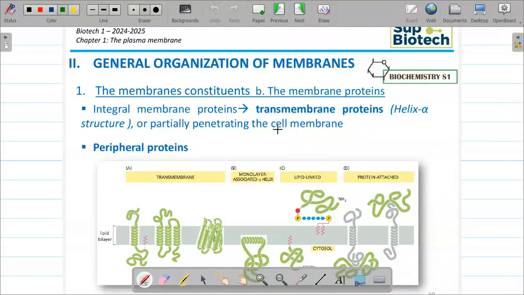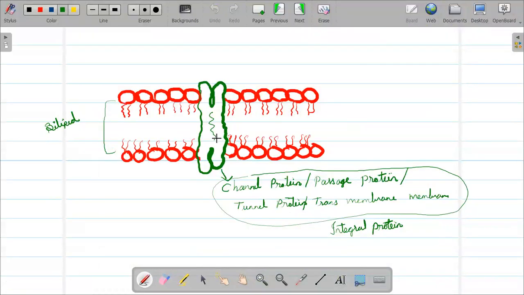So some proteins are peripheral proteins, and some are integral proteins. The membrane constitutes two important things: one is the lipid layer, the next is the membrane protein. One is integral protein, which is also called transmembrane protein, and it is partially or fully penetrated into the cell. That's how the membrane, which I discussed now with the diagram, is organized. These are called integral protein, and they are partially or fully embedded inside the bilipid layer. Got it?